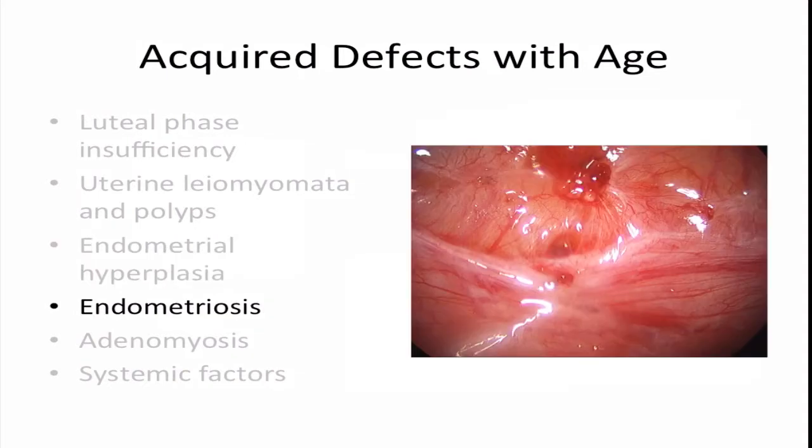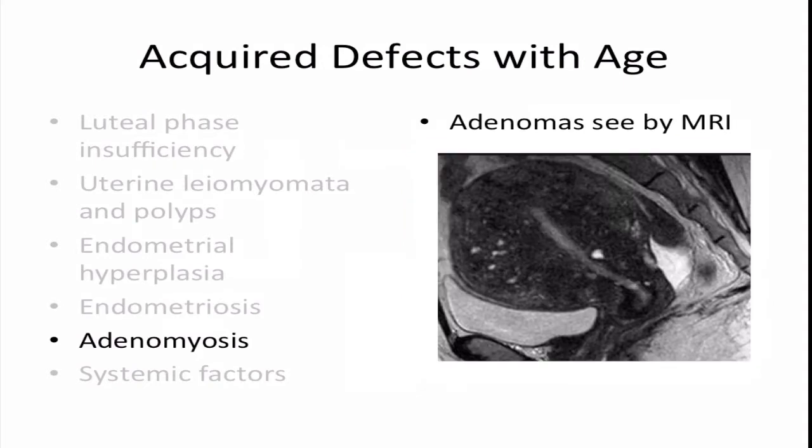Endometriosis is a disease that often exists in older women, and it could lead to infertility or pelvic pain. Endometriosis is the presence of endometrial glands and stroma outside the uterine cavity. And here we see an example of different types of endometriosis, including red, white, and vesicular lesions.